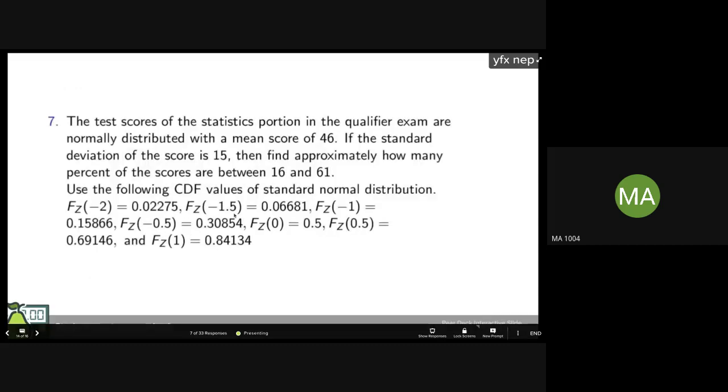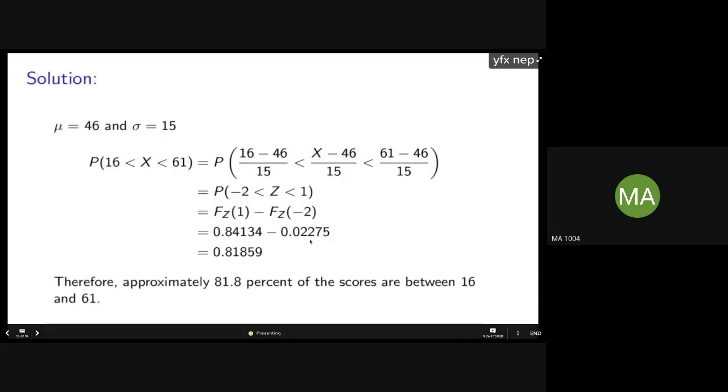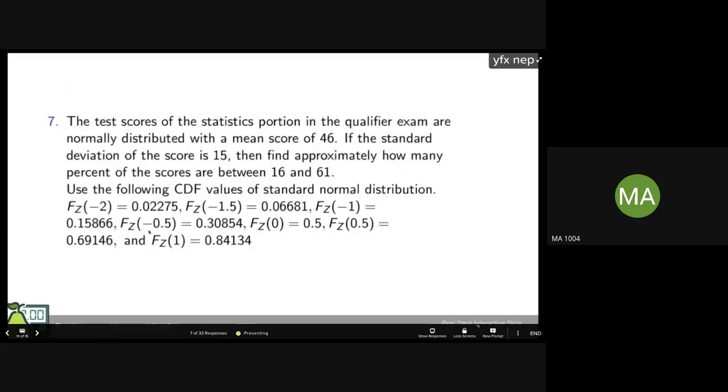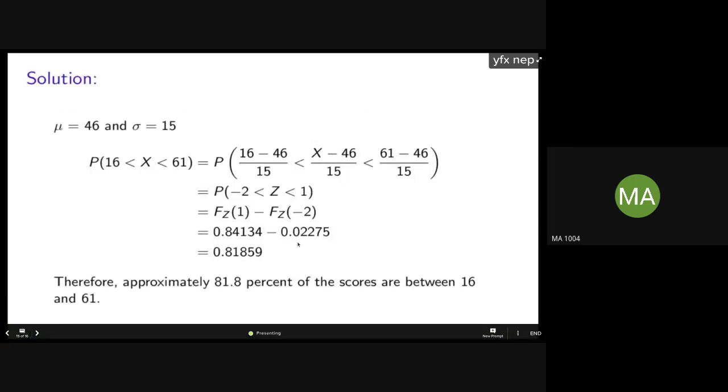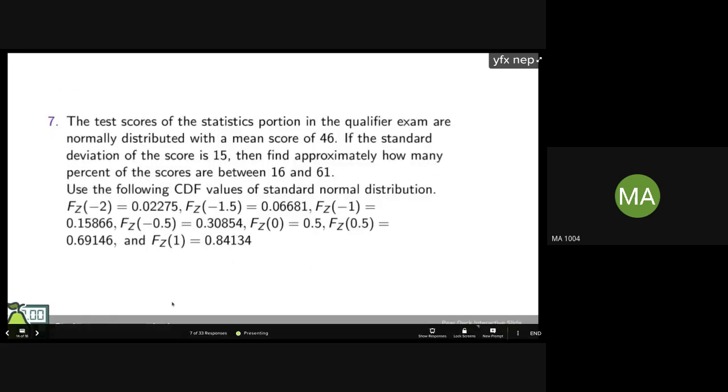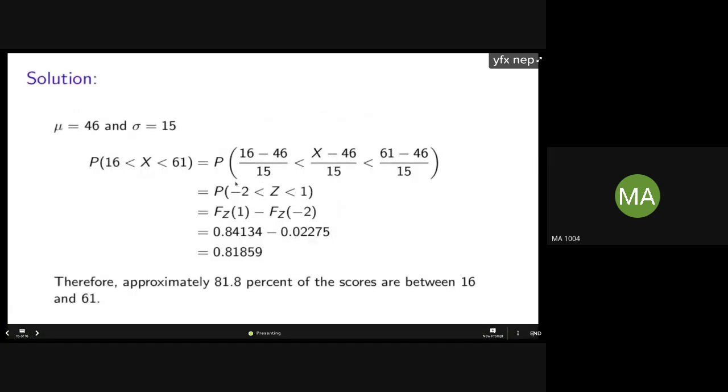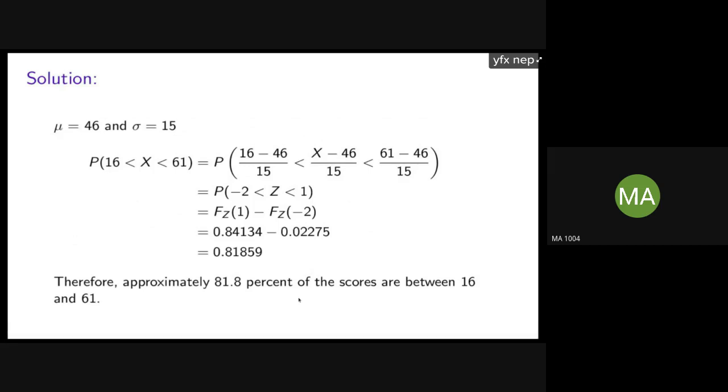Fz(1) we can find from the table: it is 0.84134. And Fz(-2) is given, 0.02275. If I plug in the values, it is 0.81859. We were asked for the percentage, like how many percent of the scores are between these, so you multiply by 100. The correct answer should be 81.85 or 81.8%.